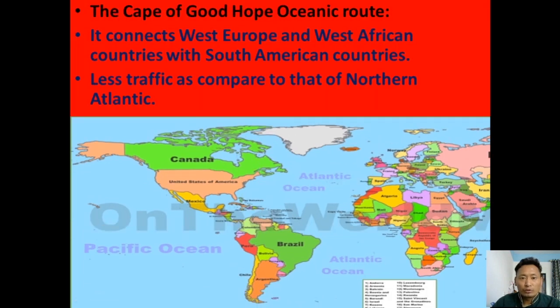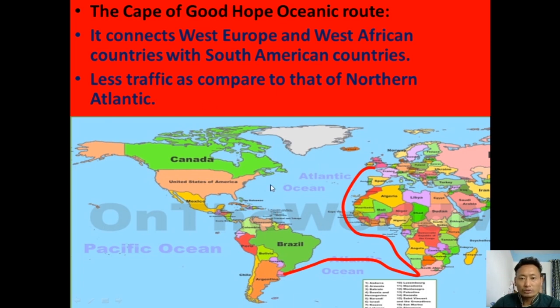Next, we are going to learn about the Cape of Good Hope Oceanic Route. This red line shows the Cape of Good Hope Oceanic Sea Route. This sea route connects Western European countries and Western African countries. We have Cape Town here, a seaport, because of which it is named the Cape of Good Hope Sea Route. It also connects with South American countries. So it connects Western European countries and West Africa, passing through the Cape of Good Hope in South Africa, to South American countries.